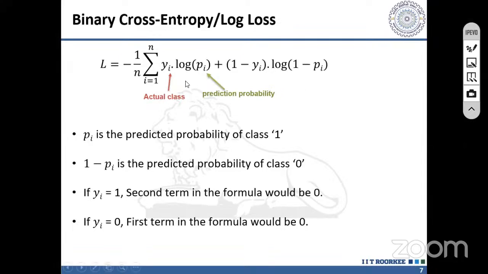So as we have discussed here, one of this category will be 1. So in multiple categories also, one of them will be 1 and the remaining will be 0.